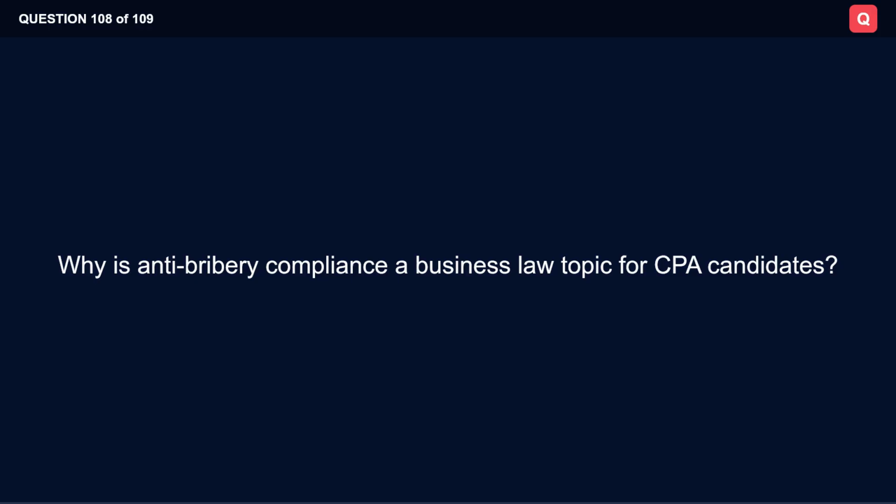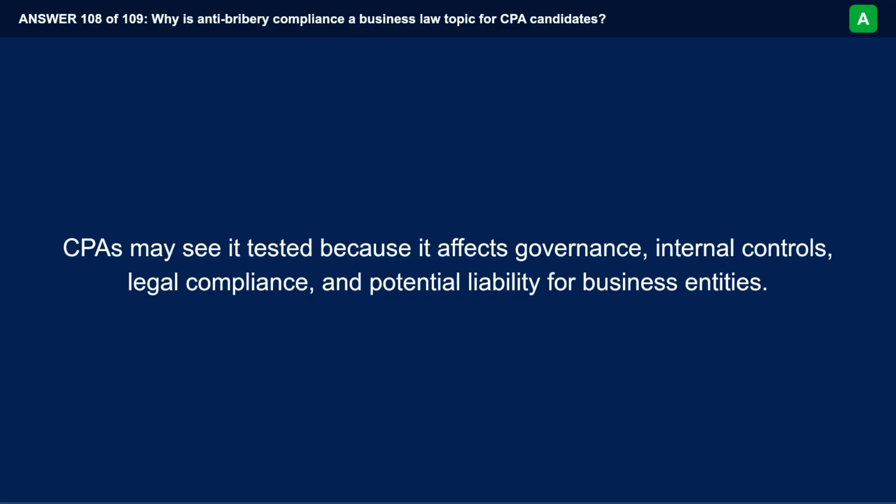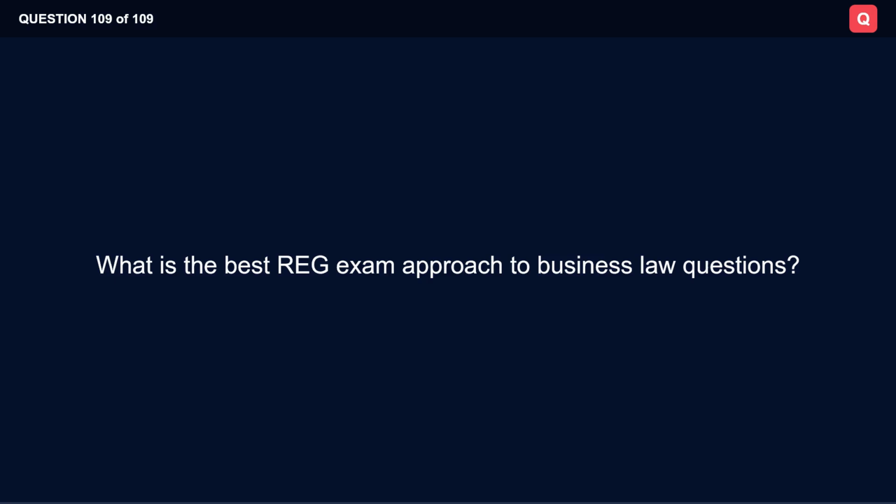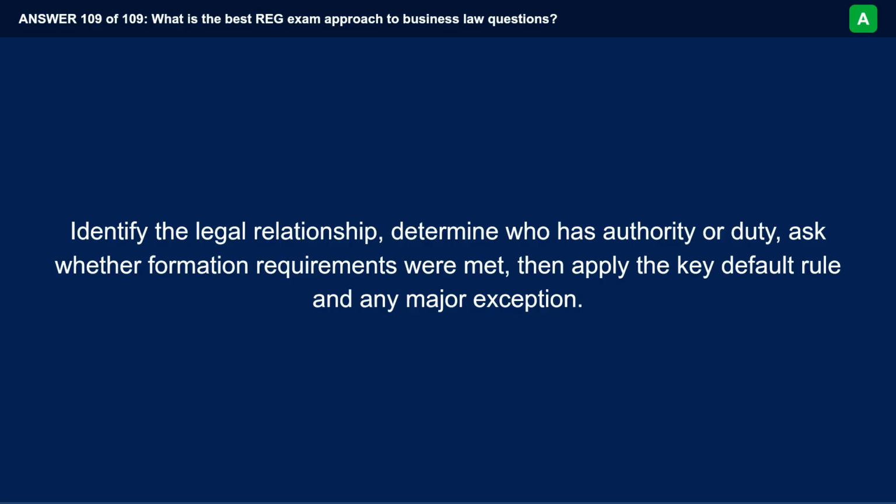Why is anti-bribery compliance a business law topic for CPA candidates? CPAs may see it tested because it affects governance, internal controls, legal compliance, and potential liability for business entities. What is the best REG exam approach to business law questions? Identify the legal relationship, determine who has authority or duty, ask whether formation requirements were met, then apply the key default rule and any major exception.